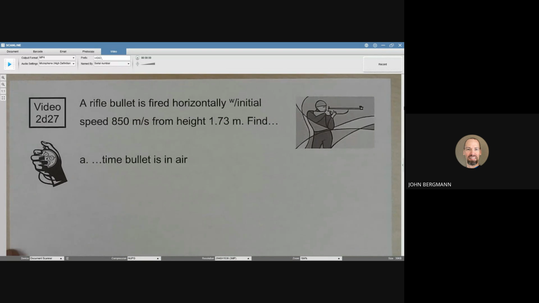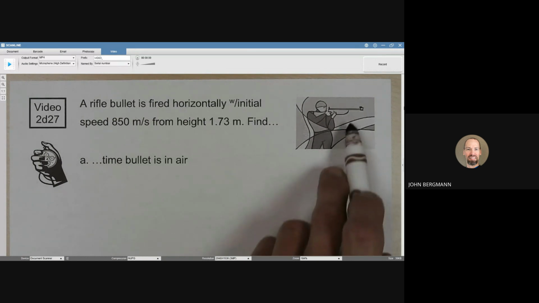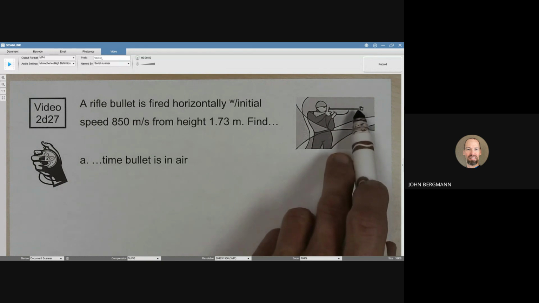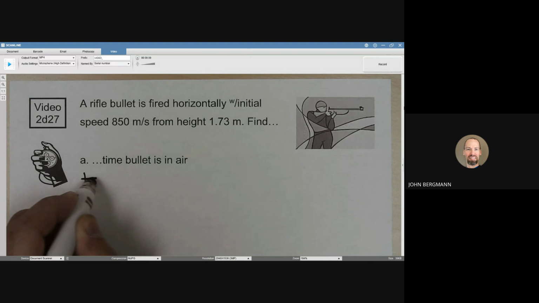We've got a rifle bullet, and it's fired horizontally with an initial speed of 850 meters per second from a height of 1.73 meters. So the height above the ground of this gun is 1.73 meters, and we want to find the time that the bullet is in the air. So clearly, we're looking for time.